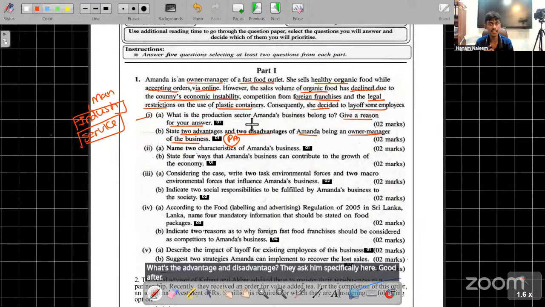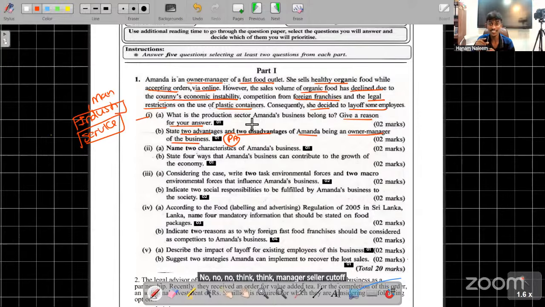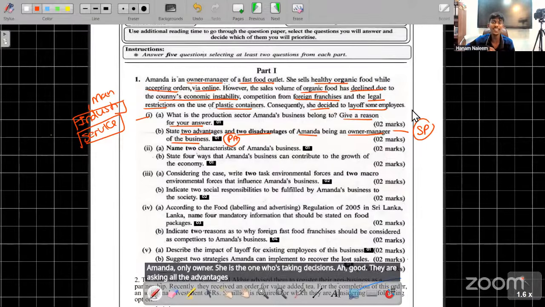No. Think. Manager salary cut off. They're asking you a type of advantage of a business organization. Amanda is the only owner. She is the one who's taking decisions. Good. They're asking all the advantages of sole proprietorship. See the way they are twisting and asking. They're asking the advantages of sole proprietorship. So be smart. You know the advantages and disadvantages.